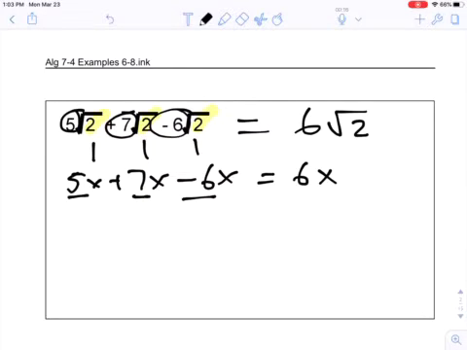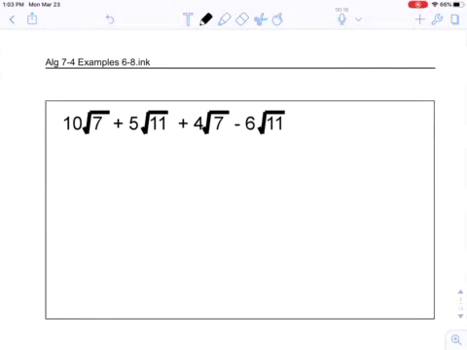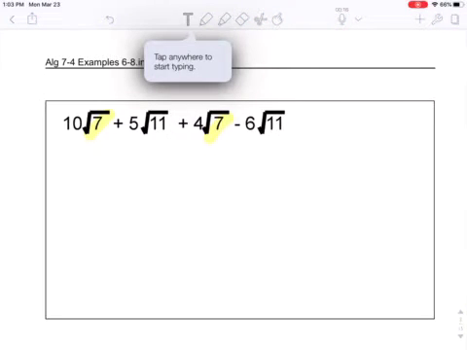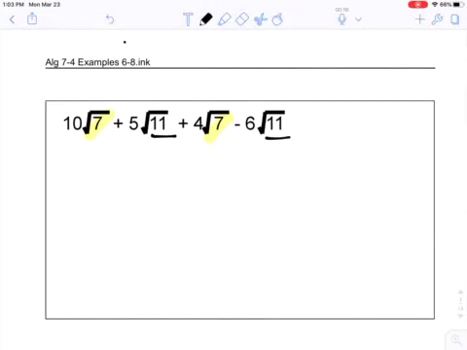Okay, so let's try another one. All right, take a look at this one. Now we have two different kinds of radicands on this one, right? We've got our 7s, and then you've got your 11s, right? So you've got your two different styles. So what you do with these is you just combine the ones that have the same radicand with each other. So in this case, I can combine these two and these two.